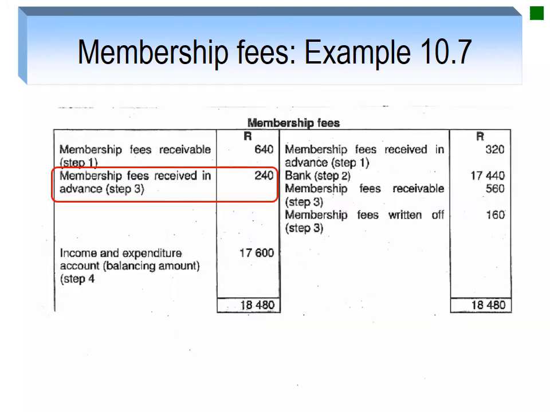So in your membership fees account, you'll see here on the debit side, we've taken out the 240, which were the membership fees. Remember, it was included in the total amount in the bank account, but now we're taking out that 240 because it's not this year's membership fees, they're next year's membership fees, and we credited membership fees received in advance.